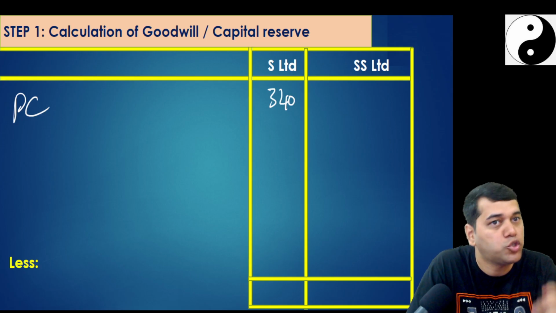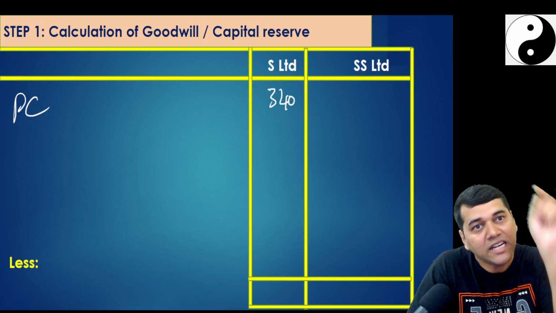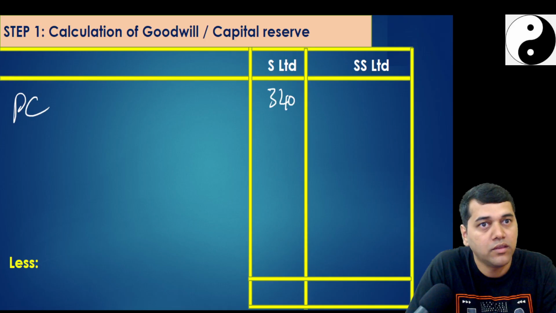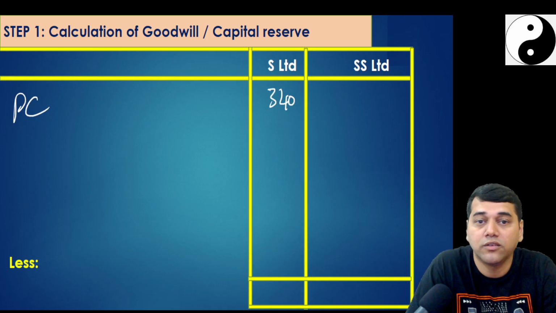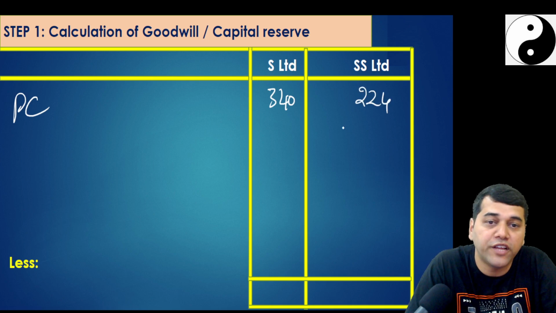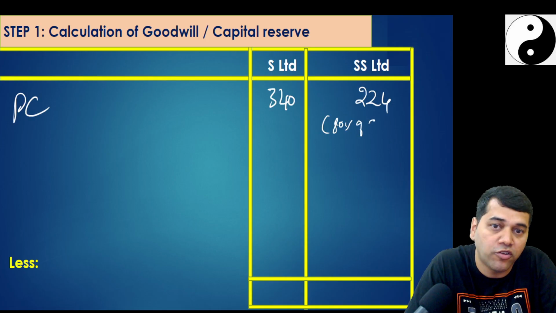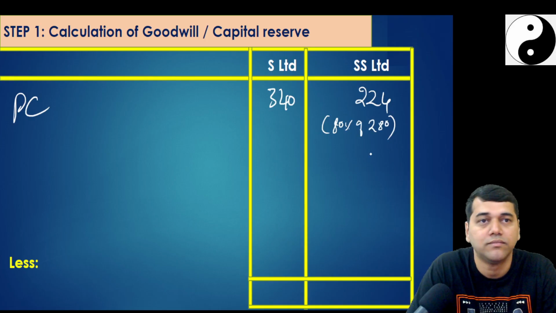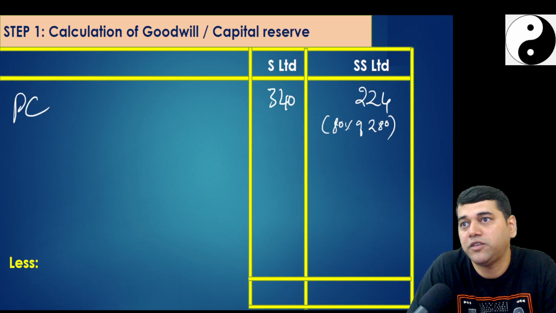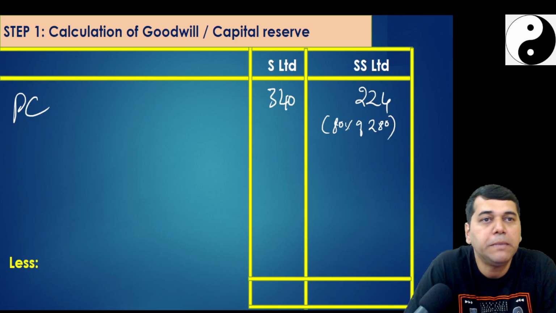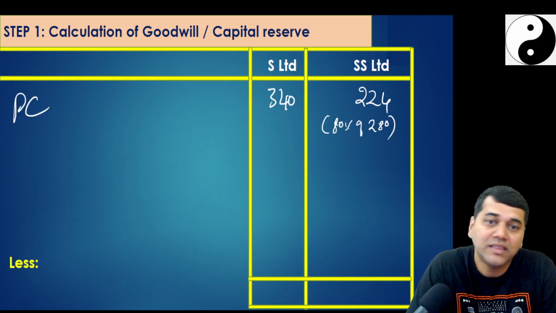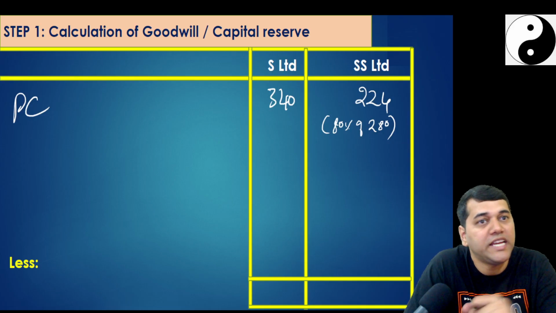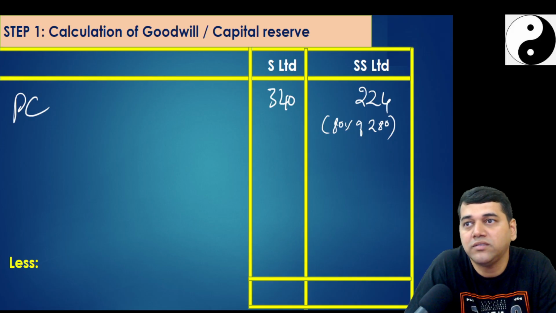You paid how much? 280 in reality. Is that 280 did you pay? No. You paid how much? 80% of the 280. So you will write, you paid only 224, which is 80% of 280. This is one adjustment you need to do, because you didn't pay 280. When 280 was paid to the owners of SS by S, in that 280 your share was only 80% and NCI's share was 20%.